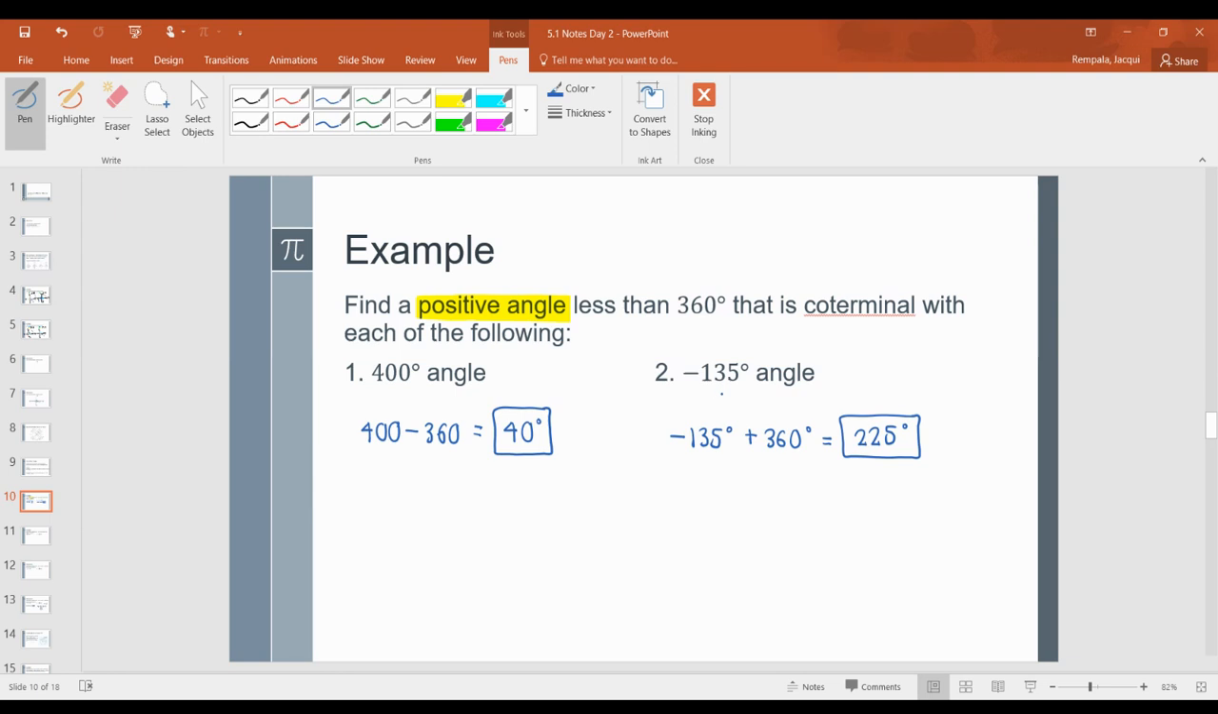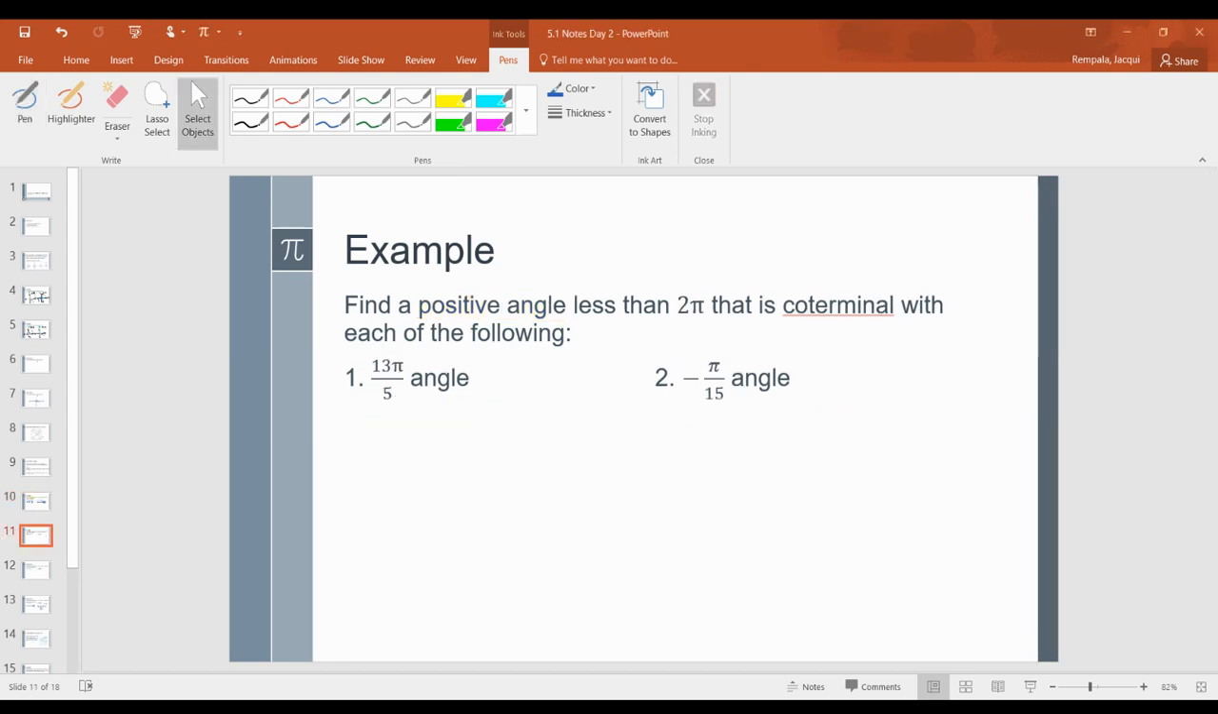Had the number been like negative 600 and something, adding 360 once wouldn't make that number positive. So then I would have to add it again. I would have to keep adding 360 until that number is positive, but smaller than 360.